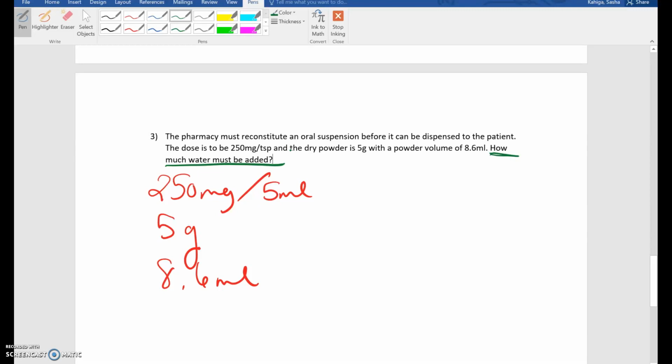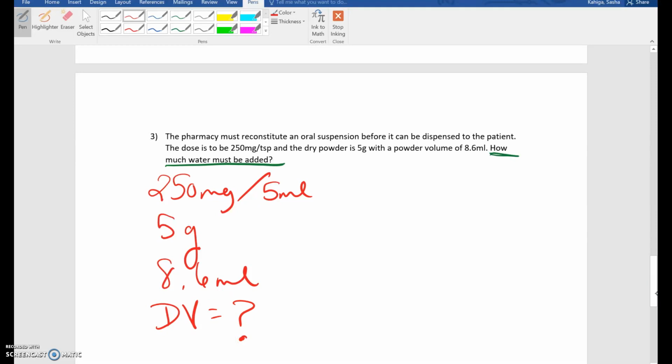In detail, what do you think it's asking you? How much water must be added? Water is the type of diluent. And if they're asking you how much water must be added, then they must be asking you to determine your what? Your diluent volume. That is what you're looking for in this problem.